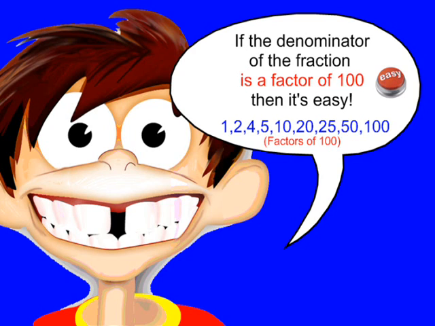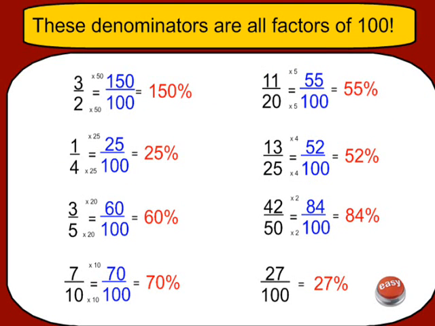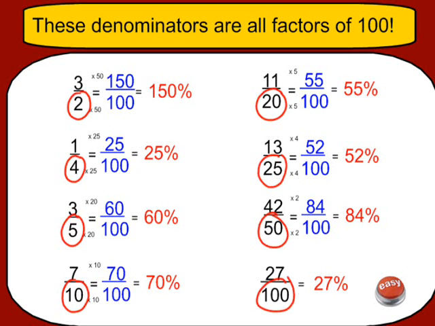If the denominator of a fraction is a factor of 100, then it's so easy to convert fractions into percents. These are all factors of 100. So if the denominator is any one of these, and we'll take a look at that right here. If you look at these, all the denominators, these are all factors of 100. These are all numbers that would divide evenly into 100. And I like to call these easy button questions because they're so easy to convert into percents.